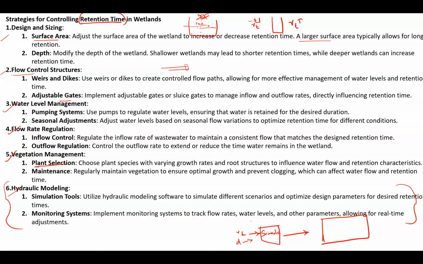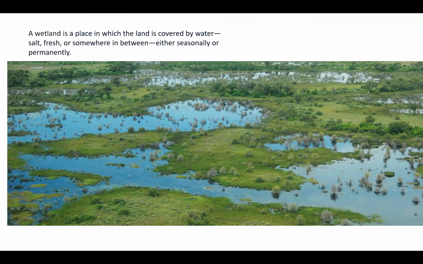So first of all, design parameters in a constructed wetland are very important. Now you can see here, this is a wetland. Here you can see the water, salt, fresh, and somewhere between, seasonally or permanent. This is a natural wetland. In this wetland, it's not only the wastewater, it can also have salt. So when you select plants, that plant should sustain the salt content, and not only NaCl, different kinds of salt will be there. So you have to look at which plant can grow in that particular condition.